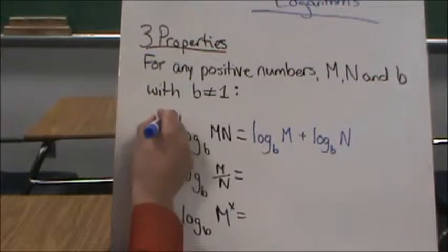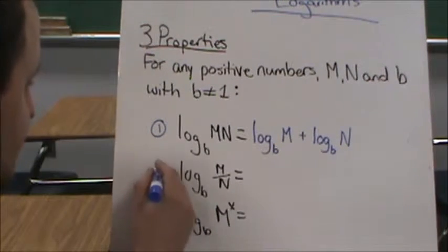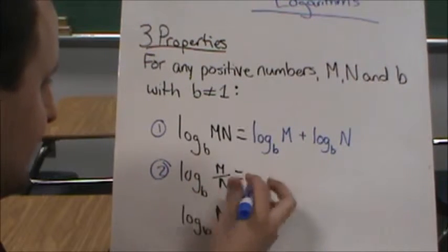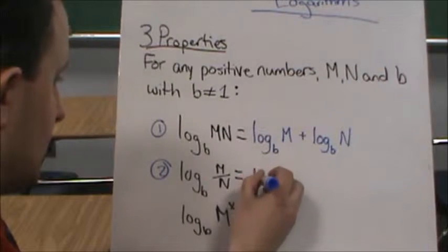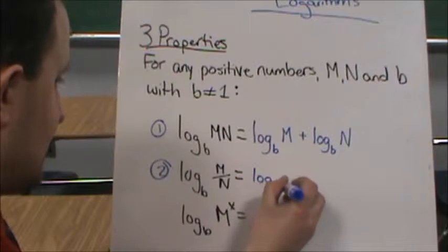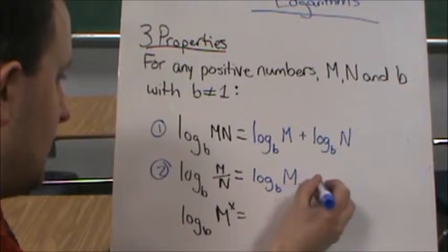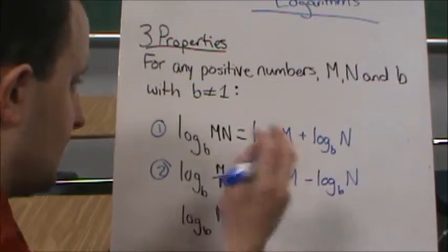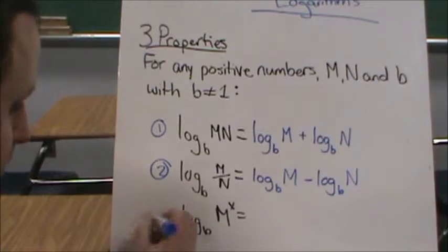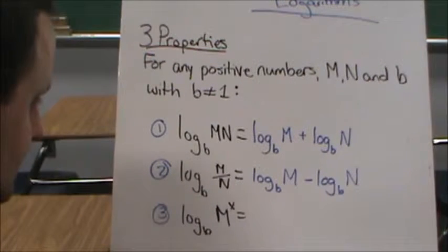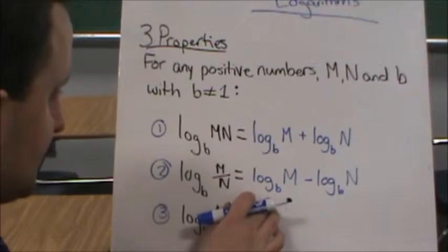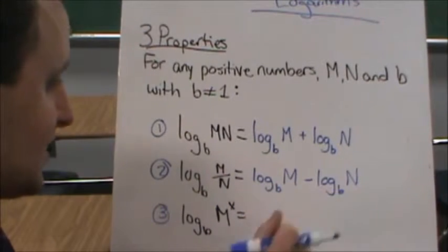So that'll be the first property. Then the second property is log base b of m divided by n, which is simply log base b of m minus log base b of n. So log base b of m divided by n equals log base b of m minus log base b of n.